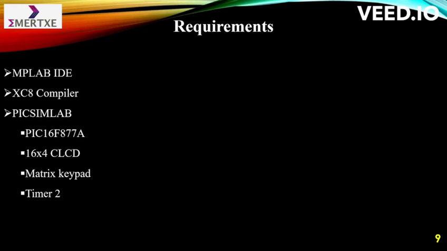These were the requirements needed for our project. First, we need to write the code for our project to implement in PICSIMLAB. We are writing the code with the XC8 compiler in MPLAB IDE. We are implementing this code in PICSIMLAB on the 16F877A microcontroller. In the microcontroller, we are using a 16x4 CLCD, the matrix keypad and the timer tube.